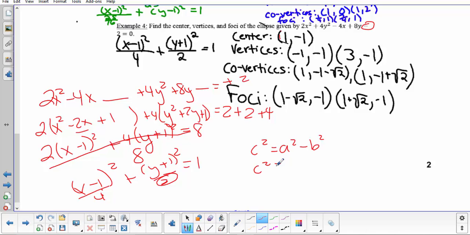So c squared equals 4 minus 2. C squared is 2. So c is plus or minus root 2. So that means I have to add and subtract root 2 from the x's this time. So I get 1 minus root 2, and the negative 1 for the y from the center doesn't change, and 1 plus root 2 and the negative 1 from the y coordinate of the center does not change.